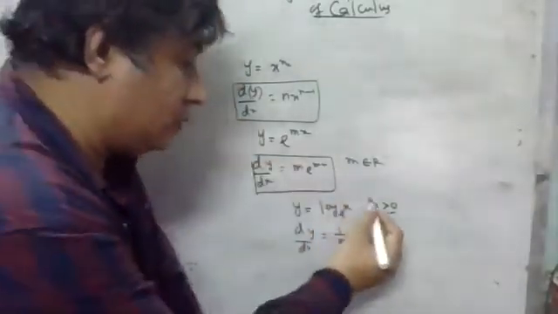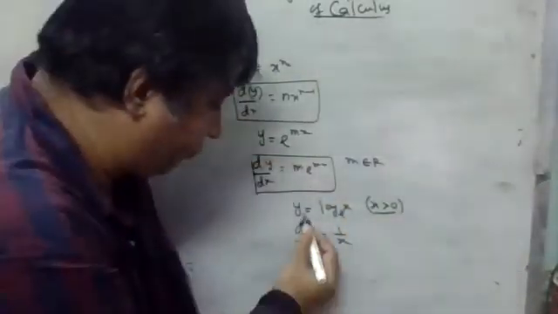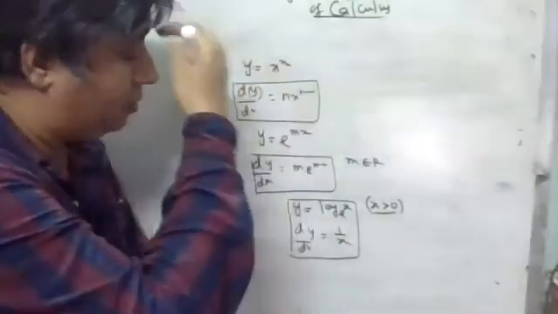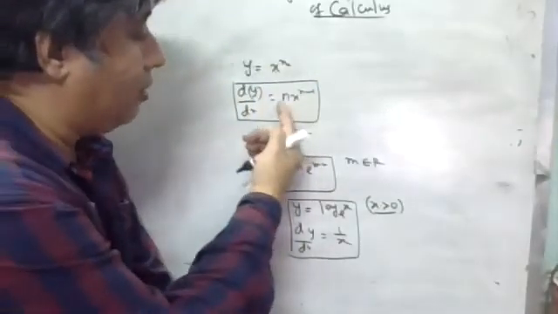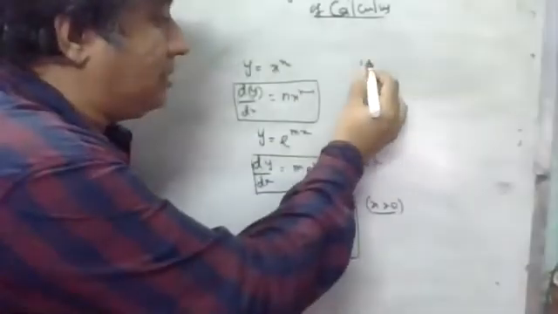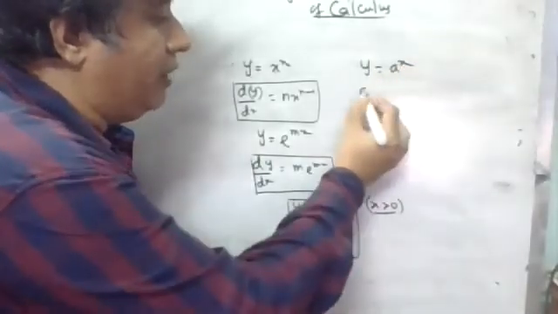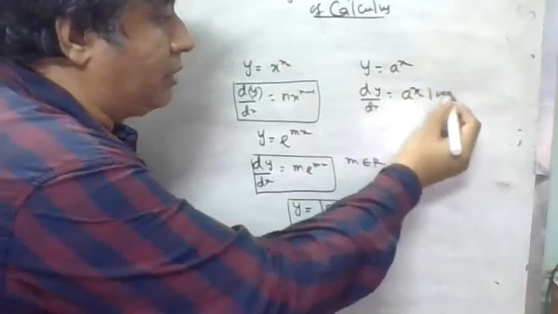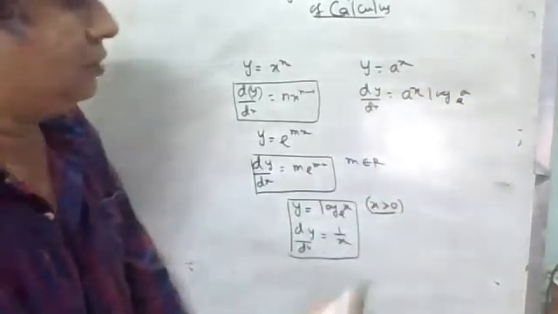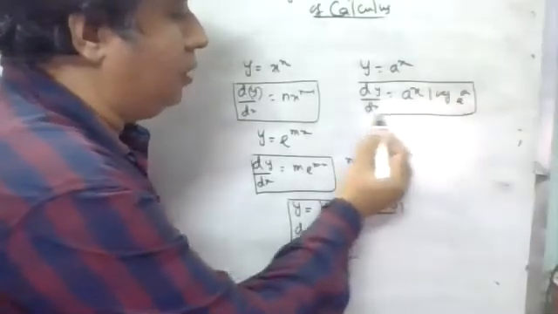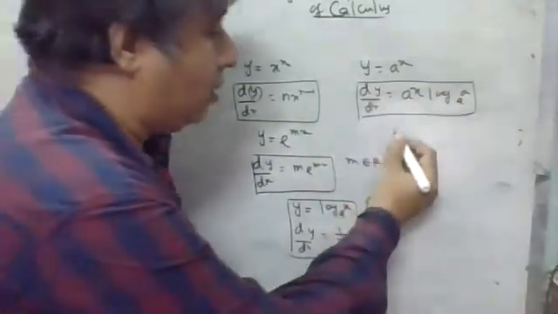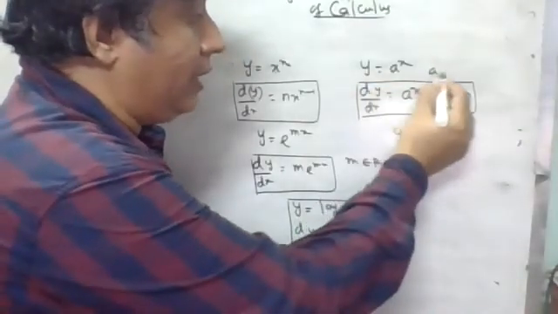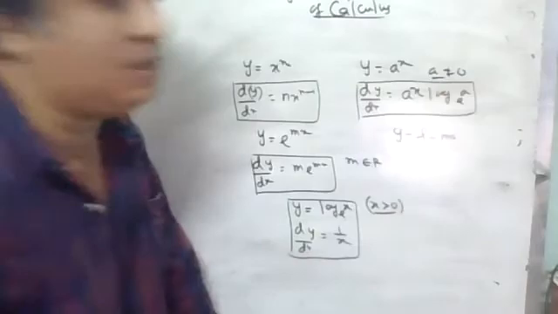Okay. See, base variable, power constant, then I got this result. Now base constant, power variable: d/dx of y is a to the power x log a to the base e. So you have to learn this formula. Y is equal to sine mx, and here a cannot be 0. Okay, a cannot be 0.